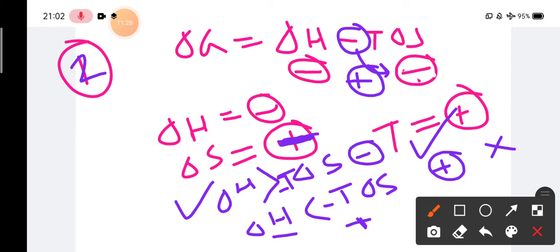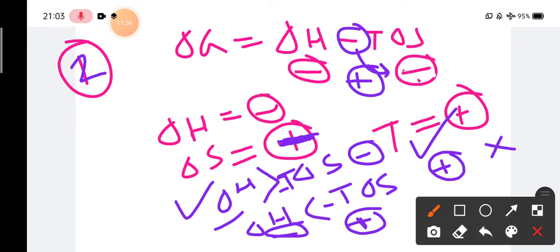But in the second case, if delta H is less than minus T delta S, then minus T delta S is a positive quantity, and if it overcomes the value of delta H, which is a negative quantity, the positive quantity will overpower the negative quantity and the delta G value will be positive. As the delta G value will be positive, the reaction will not be spontaneous.